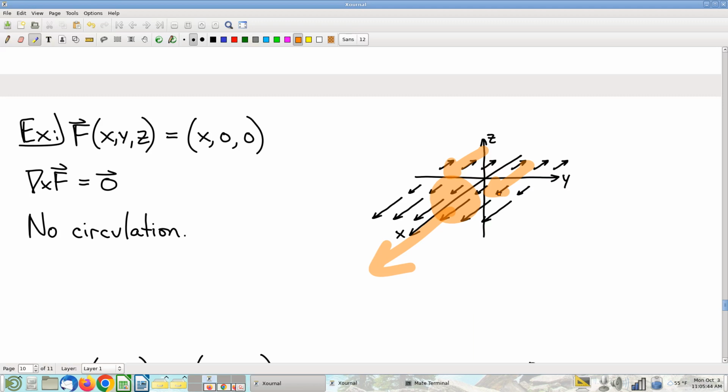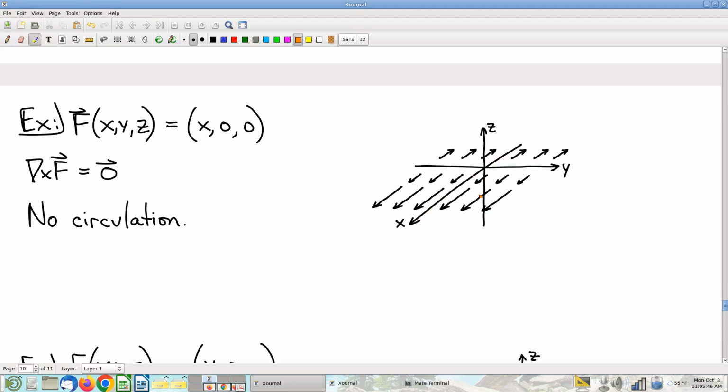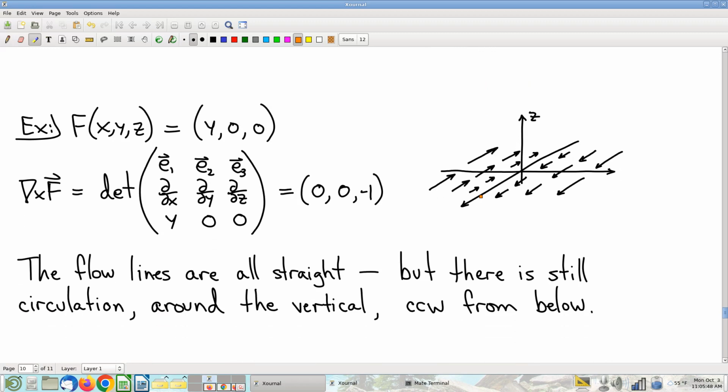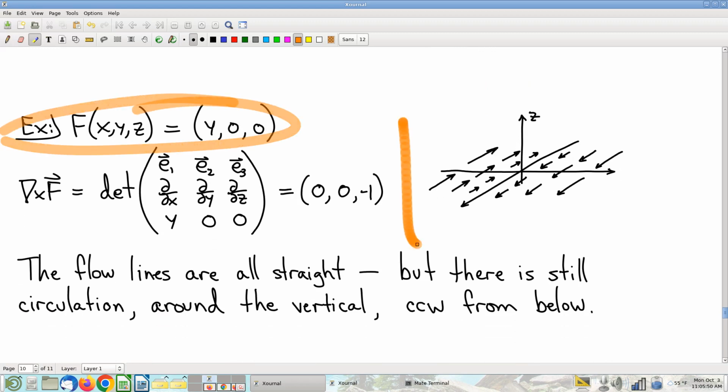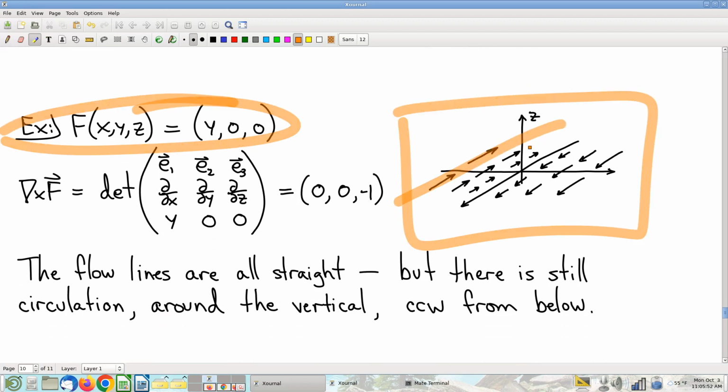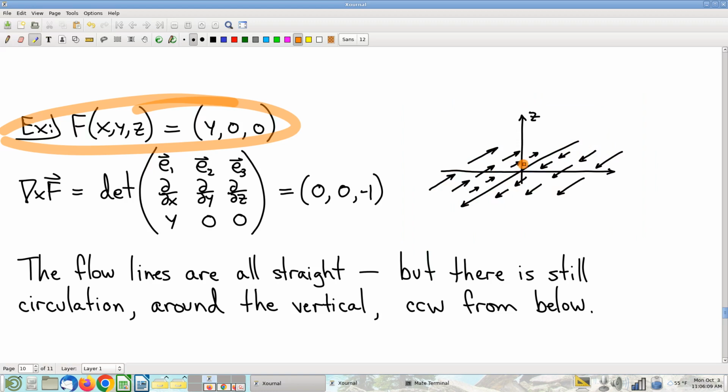And that relates to the next example. It is tempting to look at this vector field and think, hey, I see nothing but straight lines. Those flow lines are straight lines. I don't see any circulation. I don't see any swirling at all. But that's just not the right way to think about it. The right way to think about it is with the balloons. And I pose, if you put a balloon right there, look at what's happening to this balloon.